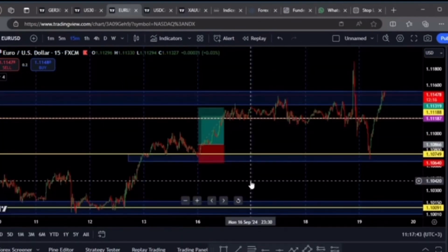And that's it for today, guys. Now you know how to set a stop loss and take profits using the key areas.